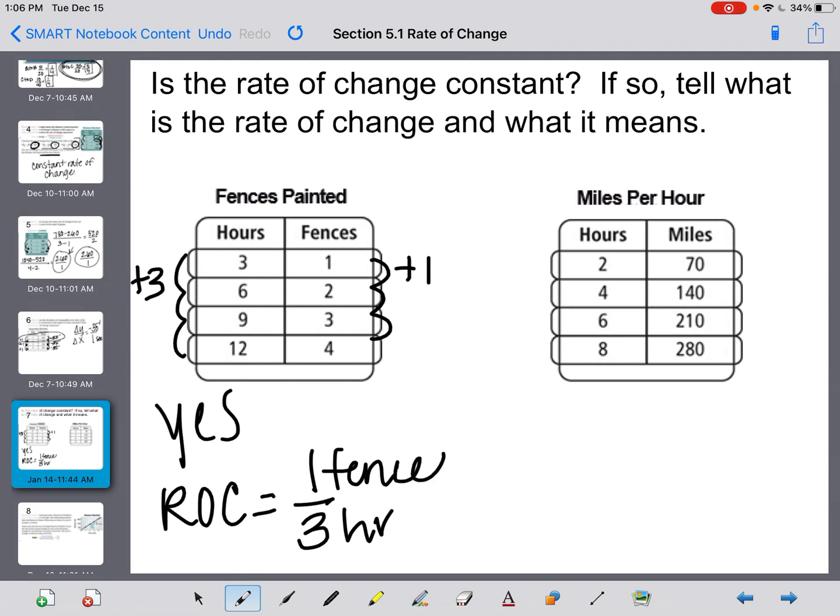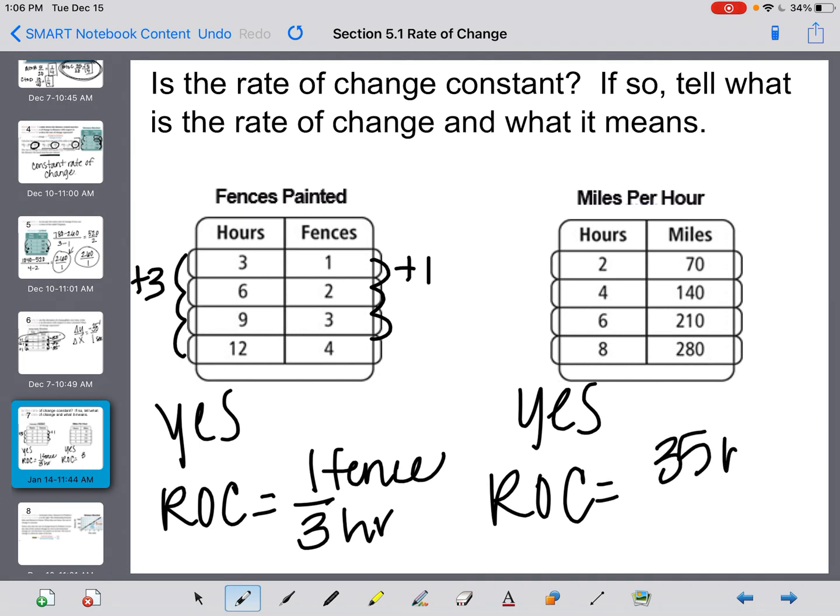Okay, welcome back. The first one I discovered is yes, that one has a constant rate of change. It's changing every 3 hours. They're getting 1 fence built. The second one is also a yes, and their rate of change is that they are moving 35 miles per 1 hour.